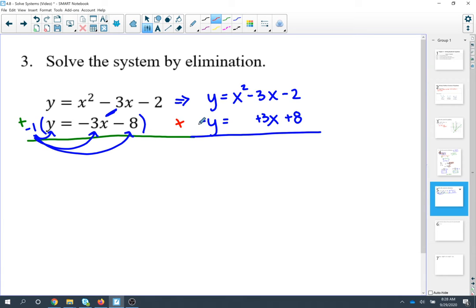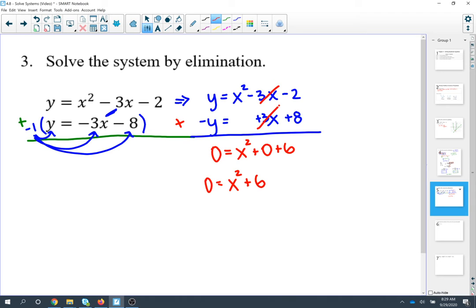Now, a y plus a -y is 0. We drop the equal sign. x squared plus nothing, x squared is just x squared. A negative 3x plus a 3x, they cancel and they go to 0. And then a -2 plus an 8 is a 6. So now what we're looking at here is the equation 0 equals x squared plus 6. And now we're going to solve that.